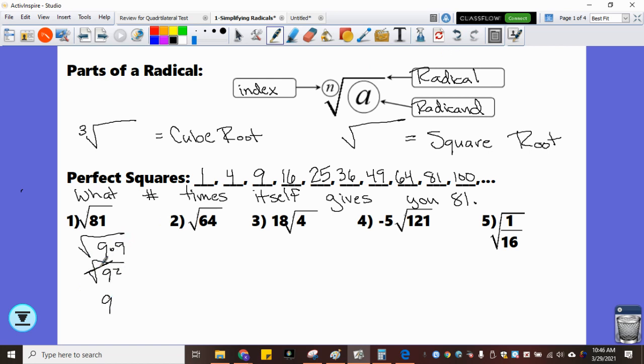is 81. And the square root and the square cancel, so that's why your answer is just 9. And you don't have to write the reason why. I'm just trying to show you at least a few times. Yes?